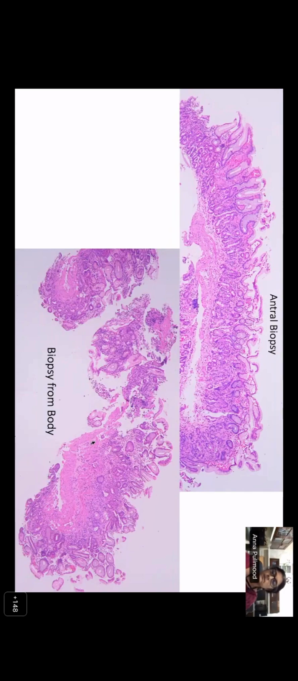Body is a bit disoriented here, but architecture. But we can also appreciate the atrophy of the glands here. Very good. Apart from that, we can also see inflammatory infiltrates. Okay, good. At this magnification, that's all we can appreciate.